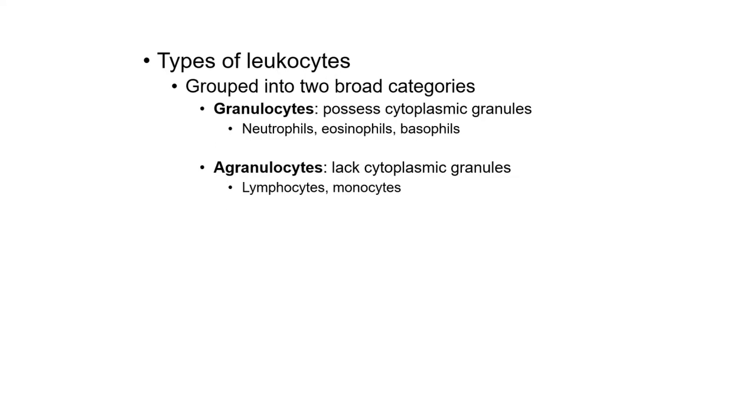There are two broad categories of leukocytes. Granulocytes, which possess cytoplasmic granules. These are the neutrophils, eosinophils, and basophils. And agranulocytes, and these lack cytoplasmic granules. These are the lymphocytes and monocytes. And they actually look different, and we're going to see that.